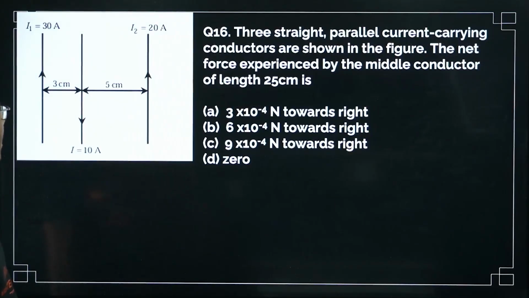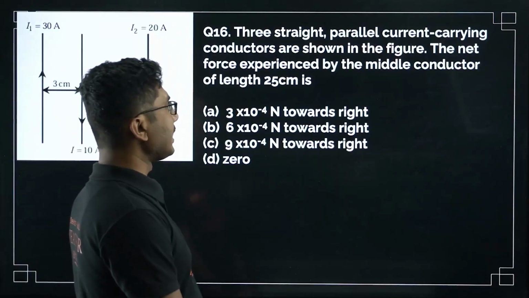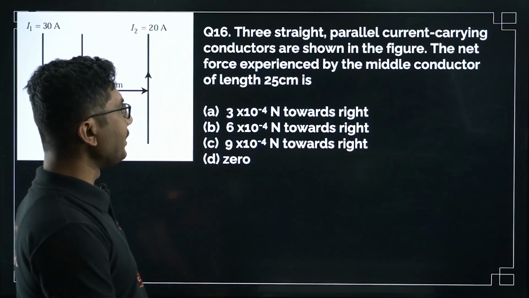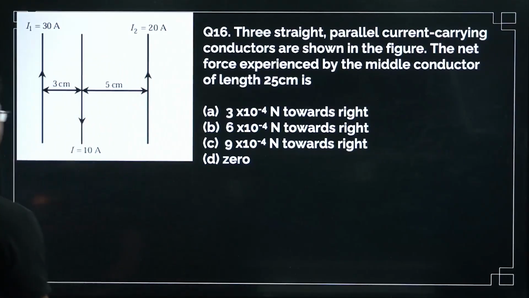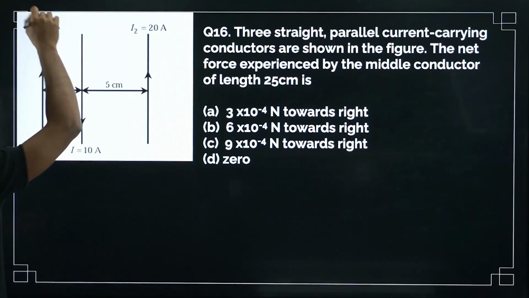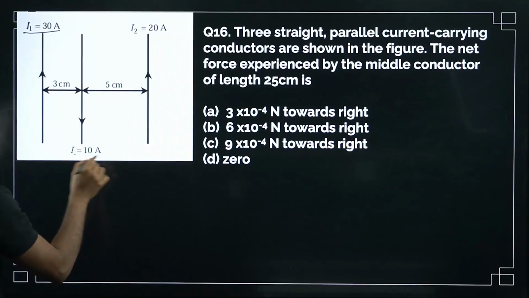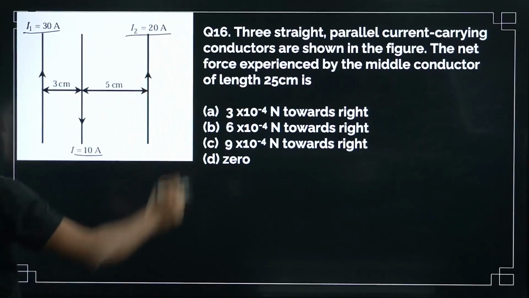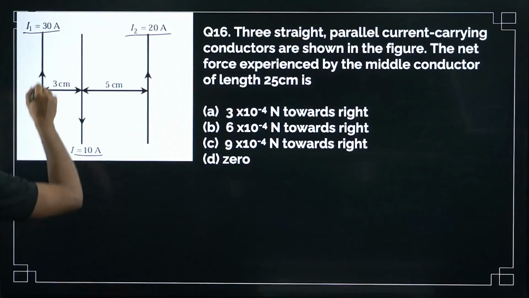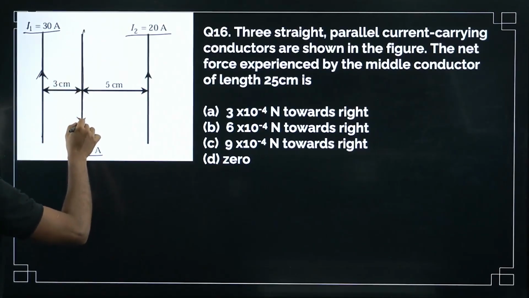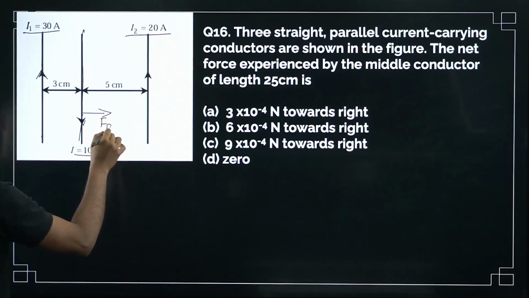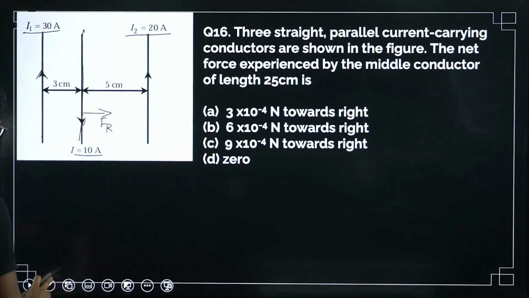Next question. Three straight parallel current carrying wires are shown in the figure. The net force experienced by the middle conductor of length 25 centimeter. Here you can see the current through this is 30 ampere, through this is 10 ampere, through this is 20 ampere. Now let's see what all the forces are. Because the currents are in opposite directions, it will experience a force in this direction. We call this force F, the right side force. We will calculate Fr first.